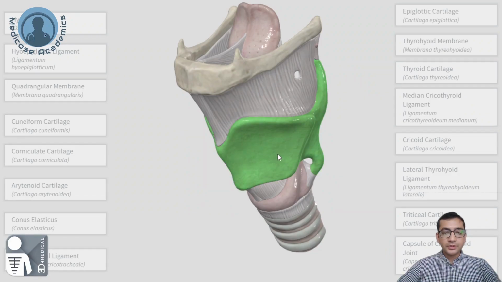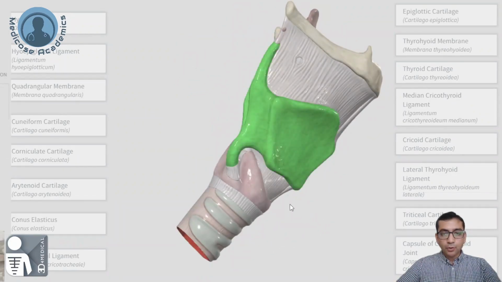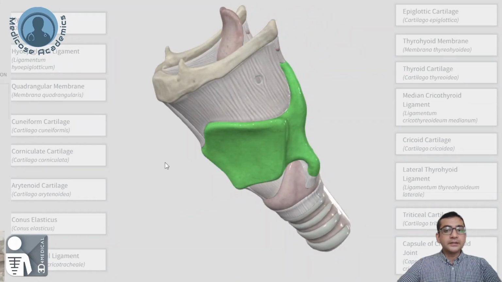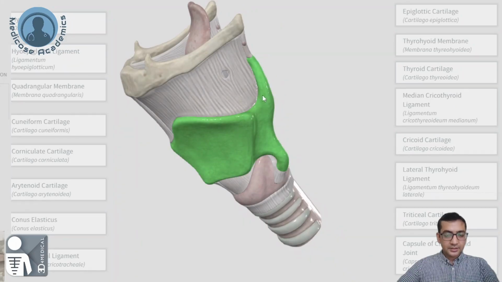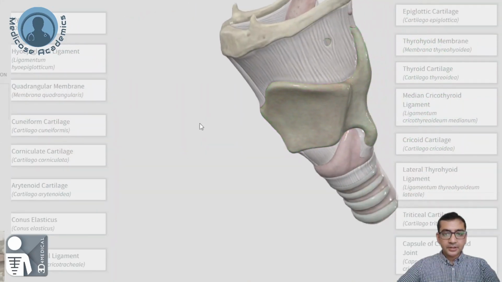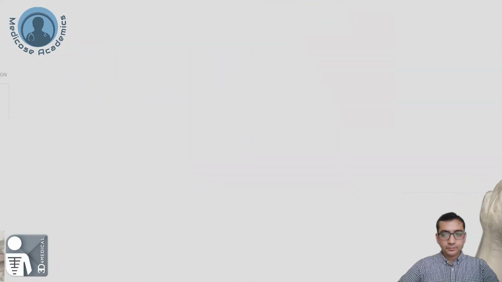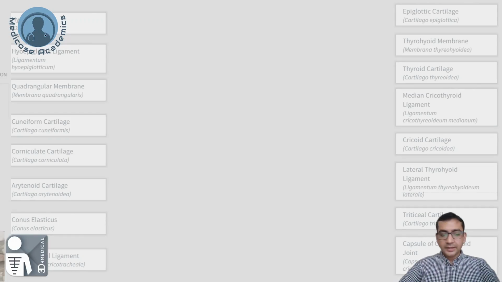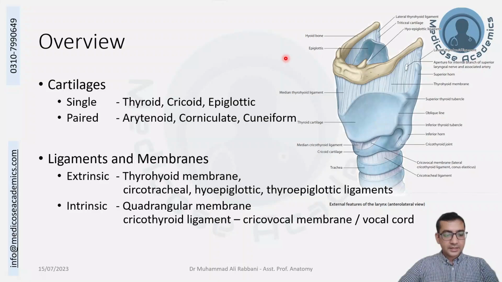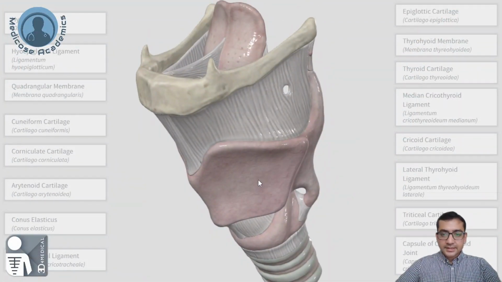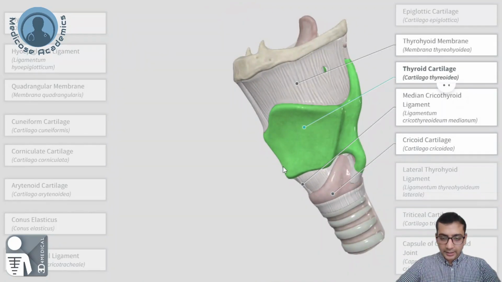This large cartilage that is making most of the outer covering of the larynx, this is the thyroid cartilage. This is the anatomical position of the larynx. Let me get it a little straightened up. Let me reset it. Back to it. So this is the first unpaired cartilage, the thyroid cartilage.